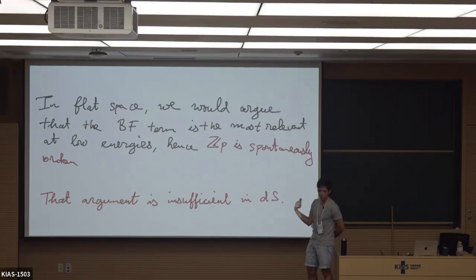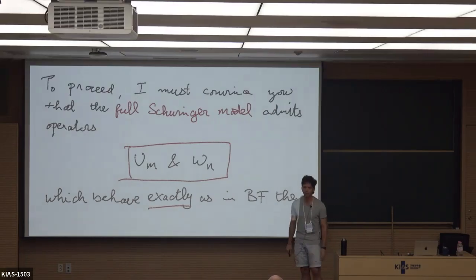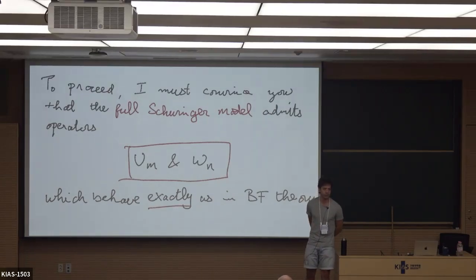Okay. So this is just what I mentioned before. In flat space, we would argue that the BF theory is the IR important physics. But here we're in de Sitter, and we're not going to just take that for granted. So to proceed, I have to convince you that this full Schwinger model, or at least this bosonized Schwinger model, has the analog of the operators UM and WN that I described before in the topological QFT. And they have to behave exactly as in the BF theory for my conclusions to work.